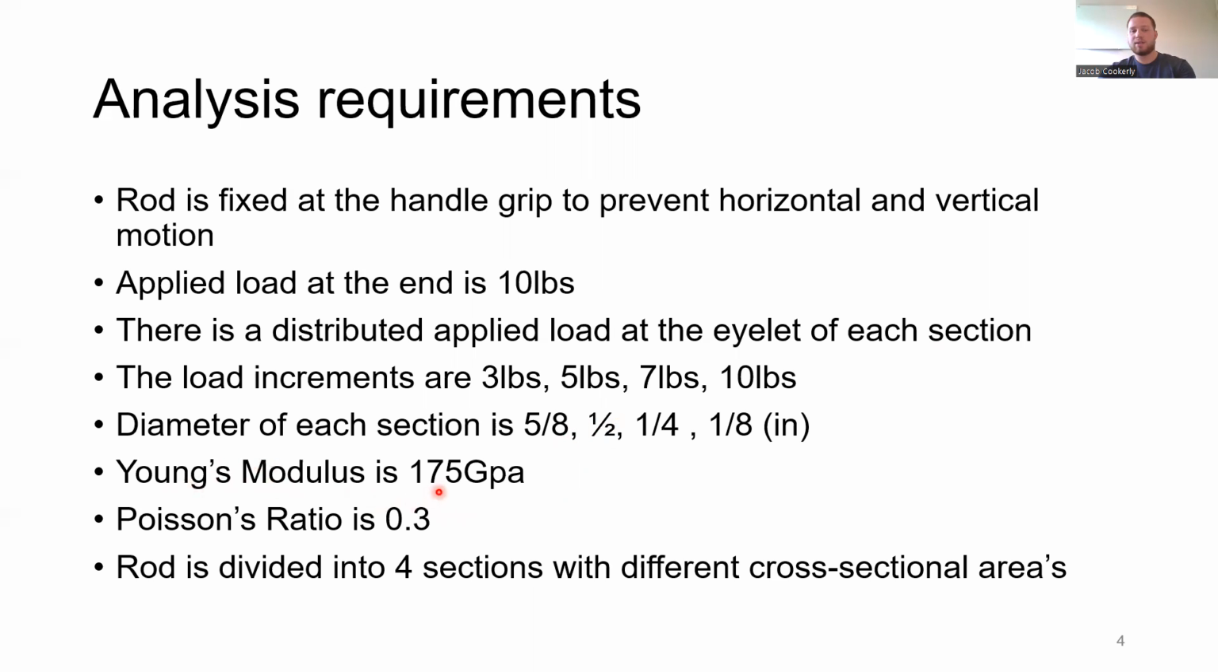The Young's modulus for the carbon fiber reinforced polymer that I'm using is 175 gigapascals. The Poisson's ratio is 0.3. And like I said earlier, the rod is divided into 4 sections with differing lengths as well as cross-sectional areas due to the different diameters.